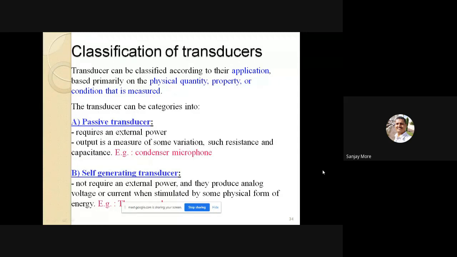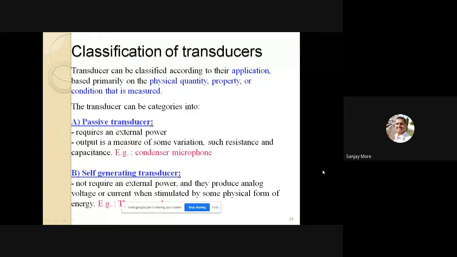Then see the classification of transducer in detail. So it is classified according to their application, based on the primary physical quantity, property, or condition that is measured. First one is the passive transducer. It requires external power. Output is a measure of some variation, such as resistance or capacitance. For example, condenser microphone.